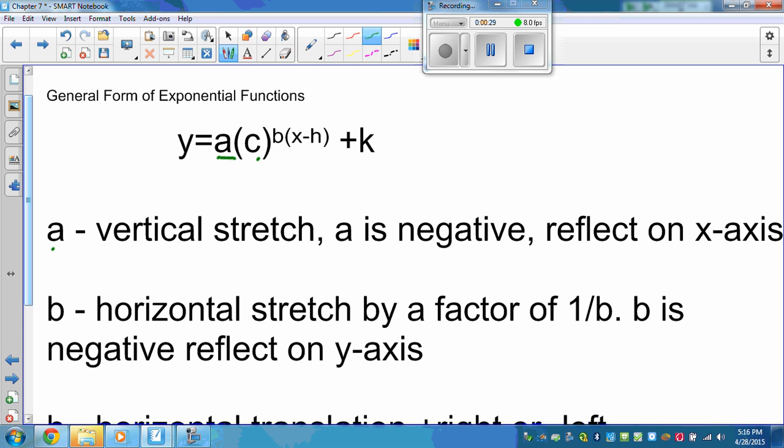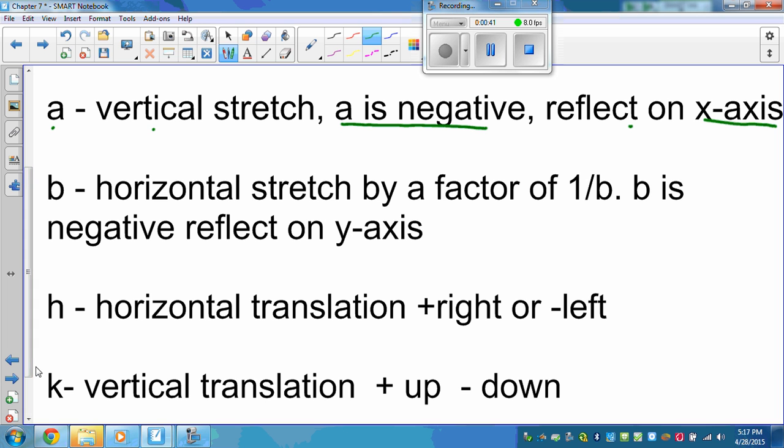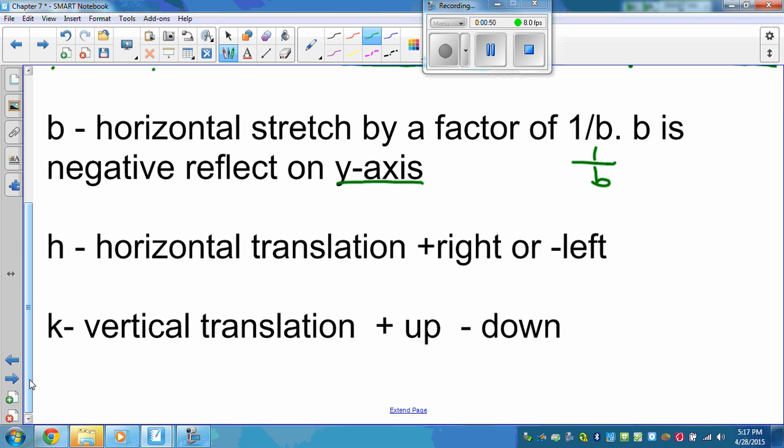A is a vertical stretch. If A is negative, we reflect on the x-axis. B affects a horizontal stretch by a factor of 1 over b. If B is negative, reflect on the y-axis. H, horizontal translation. If H is positive, it's to the right. If H is negative, it's to the left.